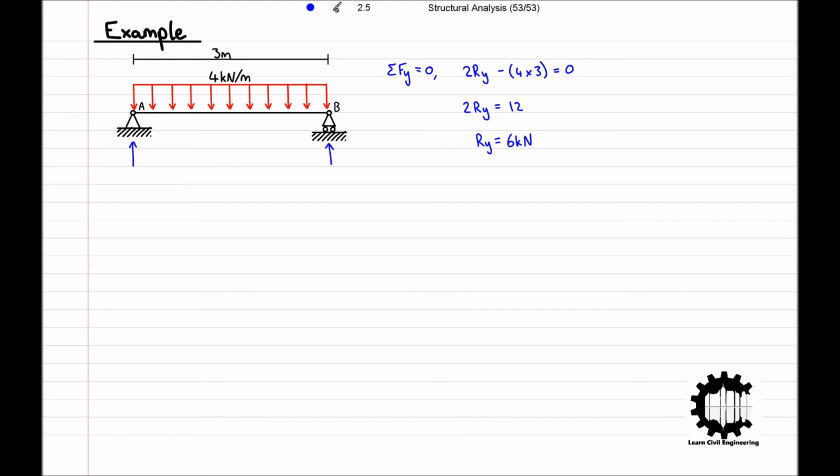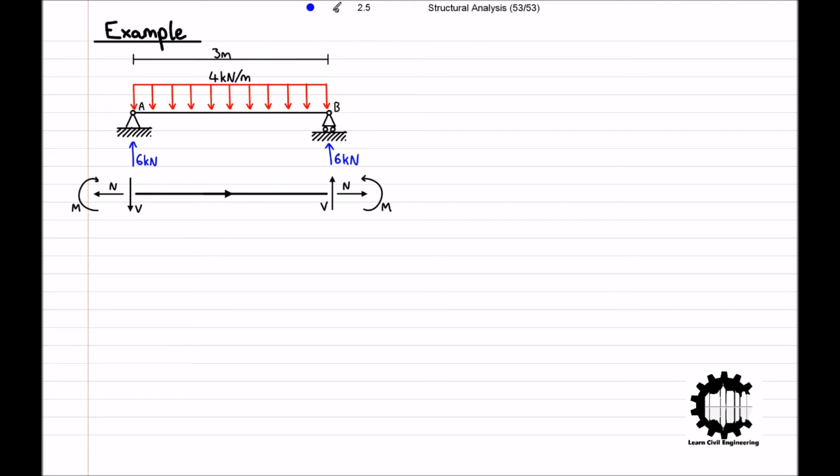So we can apply this to our diagram now, giving us vertical reaction forces of 6 kilonewtons at each support, both acting in the upwards direction. At this point, we will insert our diagram for the positive senses for internal forces, which we will call our starred diagram for reference throughout the question.